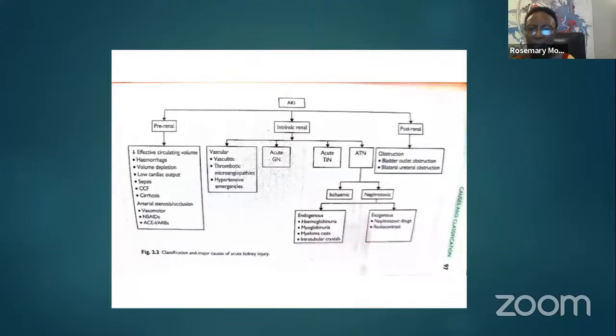The post-renal, outside the kidney, is obstruction. It will be your bladder outlet obstruction or your ureteral obstruction. So anything that happens post-renal is referred to the urologist.